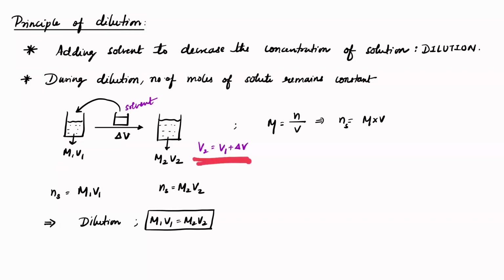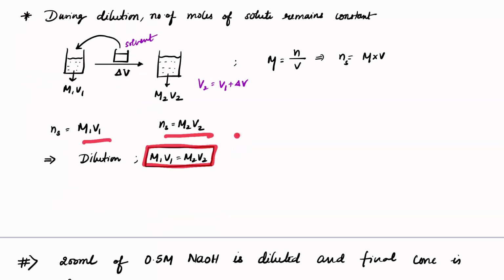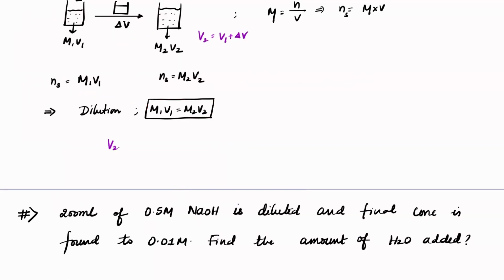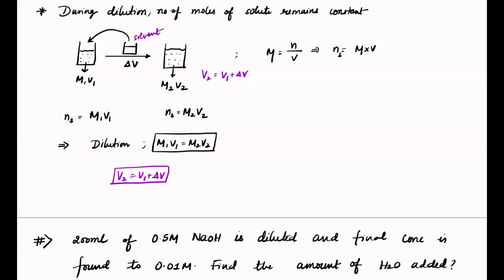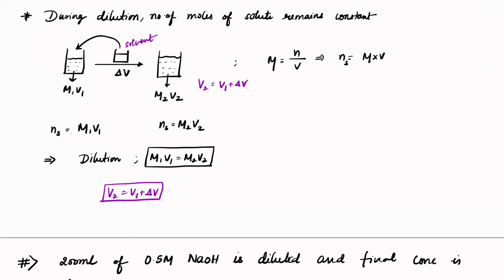And for that volume, if the molarity is M2, one thing we are sure of is that the number of moles of solute here and here will be the same. So if I equate these two, I can say M1 V1 is equal to M2 V2, and V2 is equal to V1 plus delta V. So you can calculate how much volume is to be added. Delta V is the volume of liquid or solvent to be added. This is a simple formula that can be used during dilution.